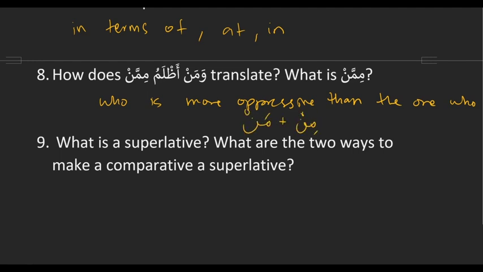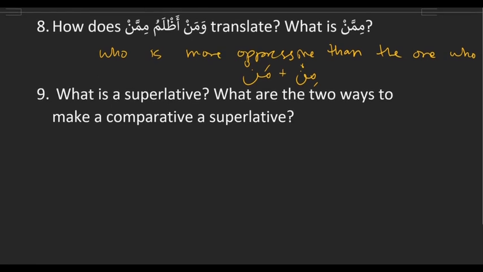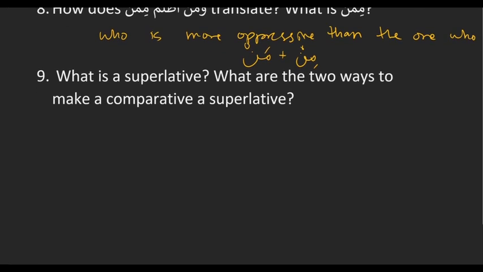Okay. And then last one here. What is a superlative? A superlative is an EST word. Yeah, it's an EST word or a most word. And then we're studying superlatives with comparatives because they relate, right? There are 2 ways to convert a comparative into a superlative, and what are they?